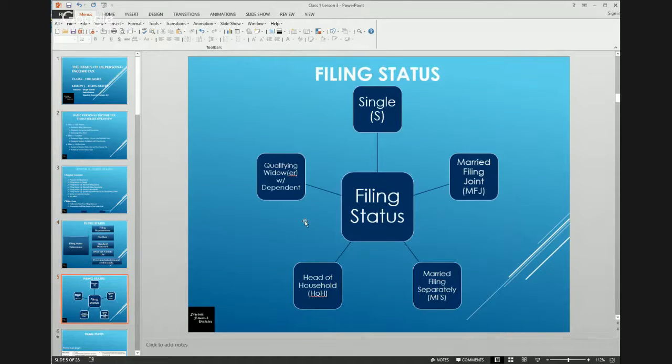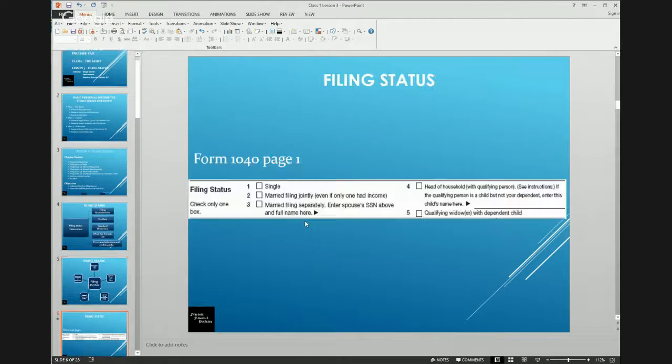There are 5 filing statuses, and they are single, married filing jointly, married filing separately. Oftentimes people say, I'm married, but I want to file single. Actually, you're married filing separately. You're not filing single. The head of household and qualifying widower with dependent child.